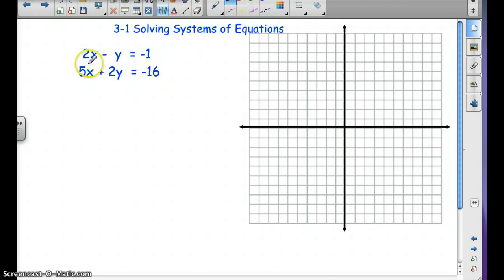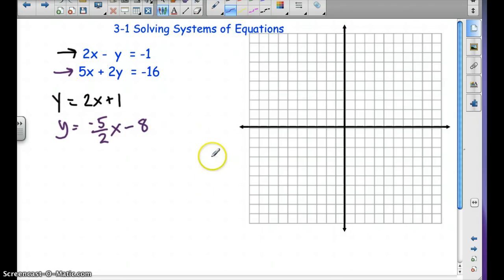So if we were going to graph, we would actually solve for y. When we solve for y over here for this one, we have y equals 2x plus 1. And then this one here, we have y equals negative 5/2 x minus 8. So go ahead and pause the video and make sure that you get those answers when you solve for y. You can use your graphing calculator if you want to. I'm going to graph these by hand.